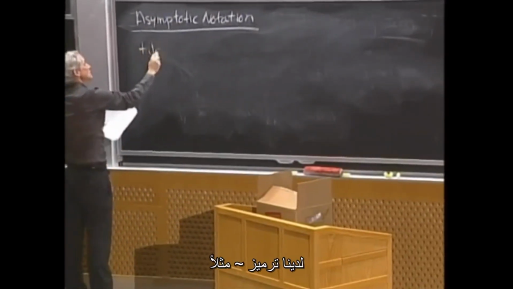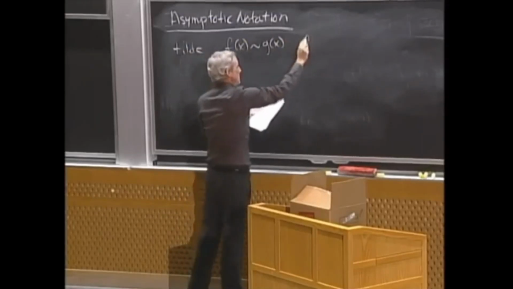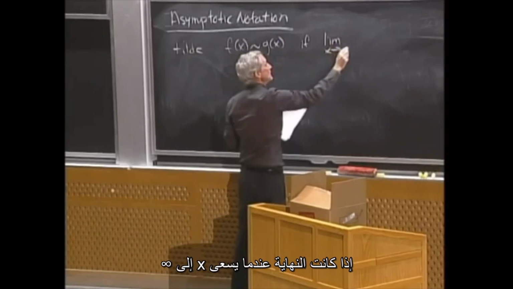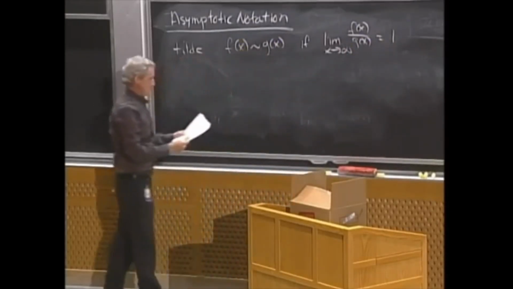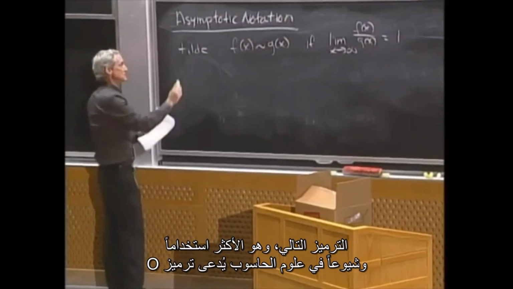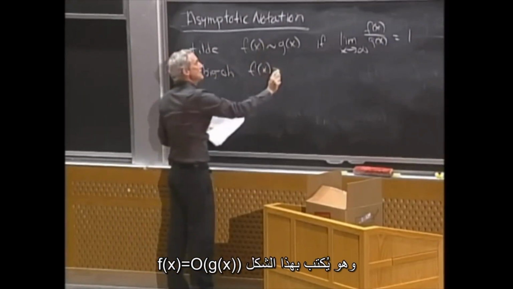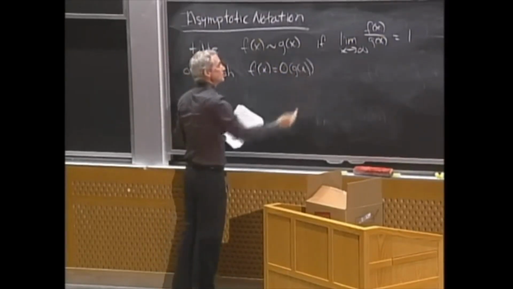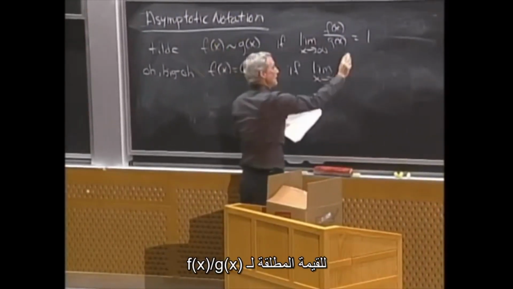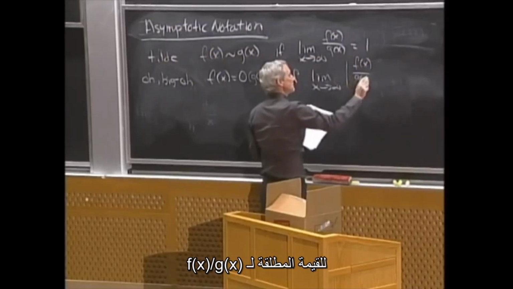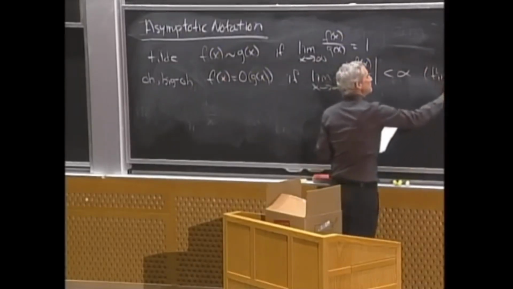So for example, we had the tilde notation, and we wrote f of x is tilde g of x if the limit as x goes to infinity of f over g is 1. Now, the next one and most commonly used one in computer science is called the O notation, or the big O. And it's written like this: f of x equals O of g of x. And it means that the limit as x goes to infinity of the absolute value of f of x over g of x converges, is less than infinity. So it's finite. It can't diverge.